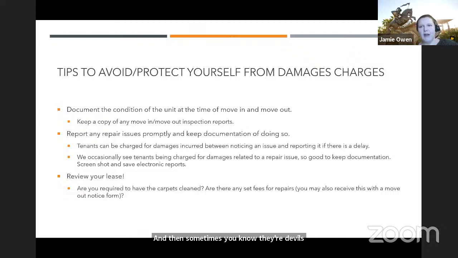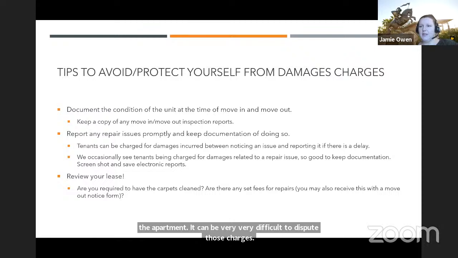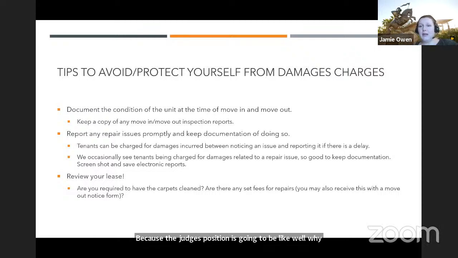And if you don't have any proof to show how you left the apartment, it can be very, very difficult to dispute those charges. Because a judge's position is going to be like, well, why would the landlord spend all this money to do X if you didn't actually cause a problem?